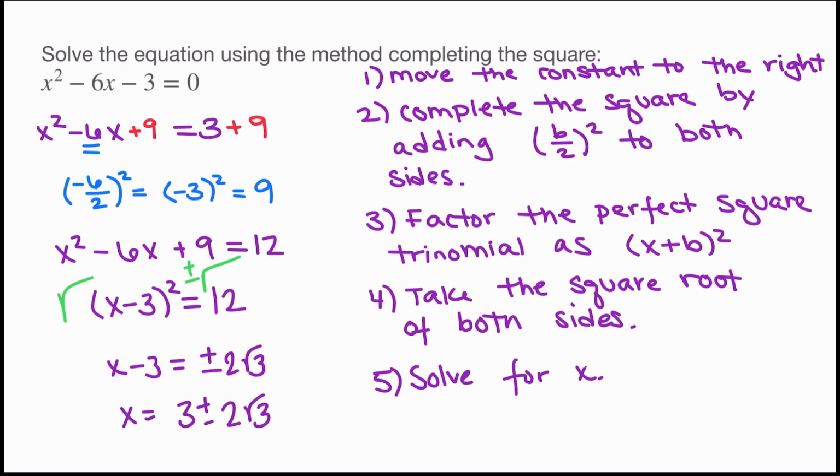And then finally, to solve for x, I have to add 3 to both sides. So I get x equals 3 plus or minus 2 root 3. And that's my final answer. I can't go any further with that. We can't combine the 3 with something with a root 3.